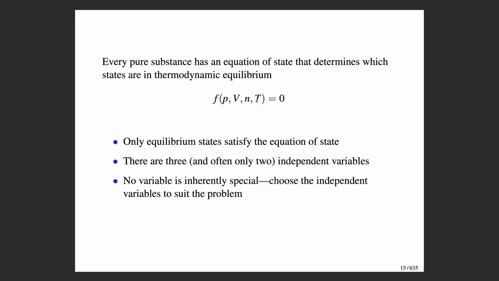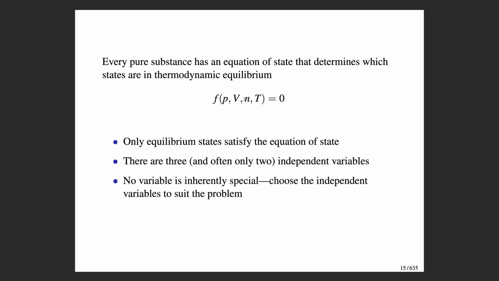Given that we have 4 variables and the equation, it means that there are really only 3 independent variables, right? I may be able to specify pressure, volume, and number of moles, but I haven't yet specified the temperature. Really I don't need to, because I can determine the temperature from the equation and the fact that I know the other 3 variables, right? So given any 3 of the variables and the equation of state, you can always find the 4th variable.